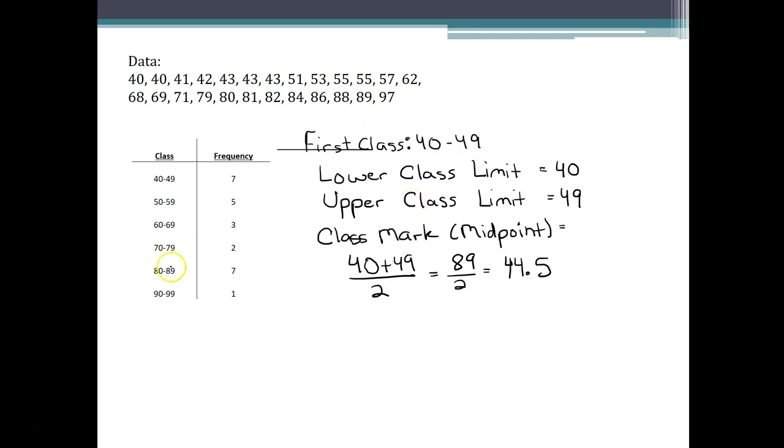So that's your lower class limits. That column shows you your lower class limits. And then that column shows you your upper class limits.